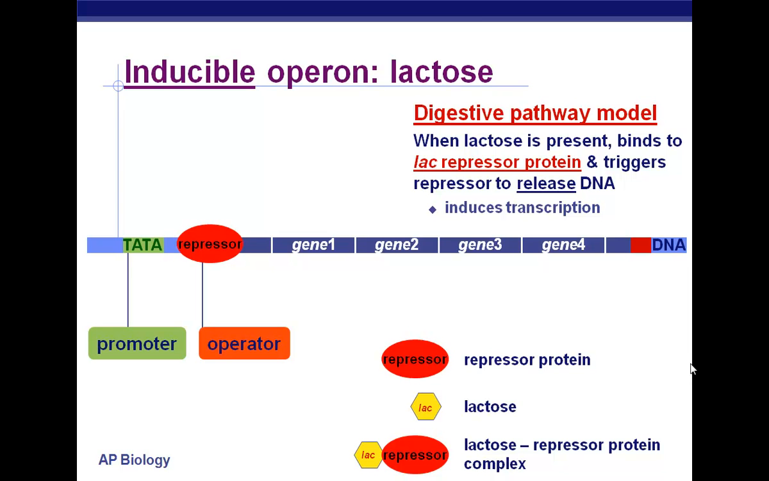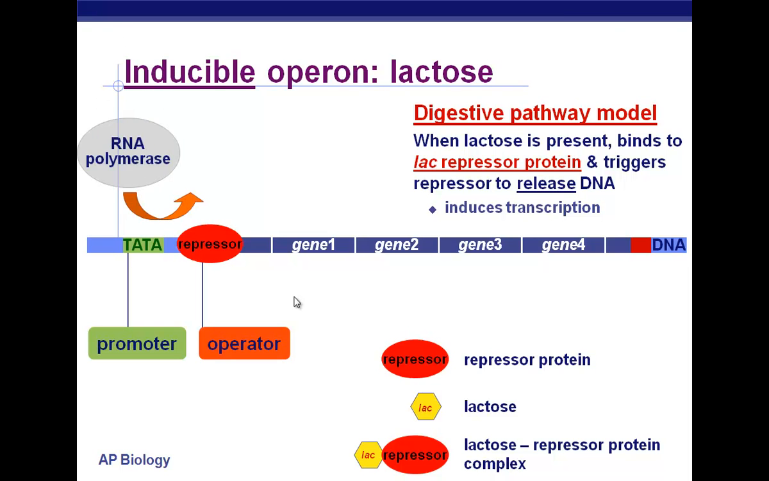So in this case, when lactose is present, it's going to bind to the repressor called the lac repressor protein, in big old red here, and it's going to trigger it to release from the DNA, in other words, from the operator. And when it releases from the DNA, it's going to allow the promoter site to be open, which is going to allow RNA polymerase to bind.